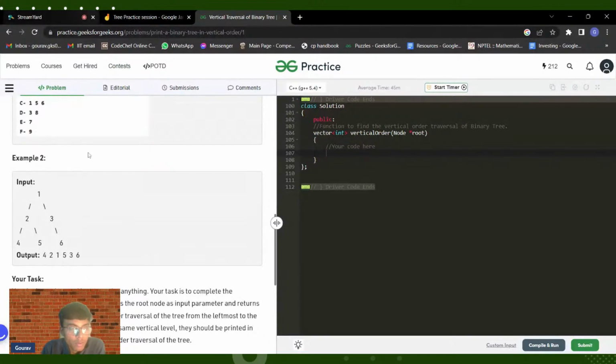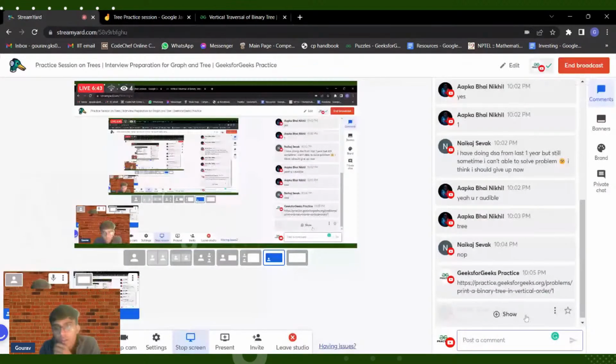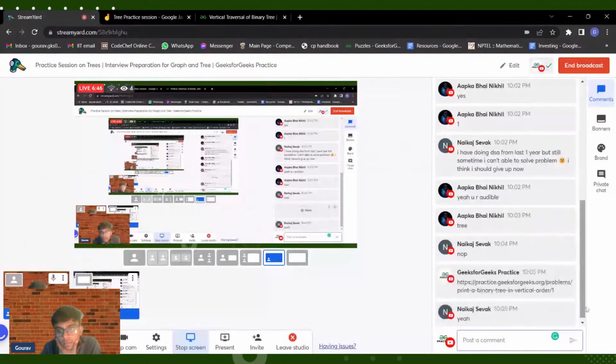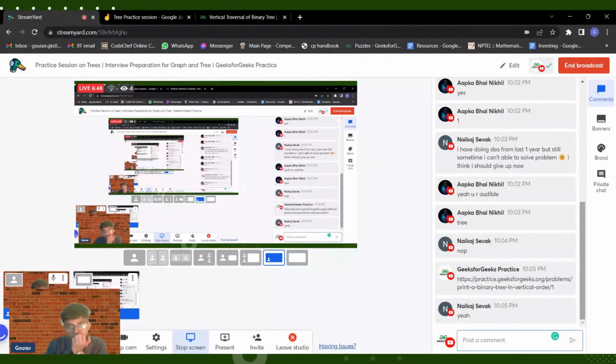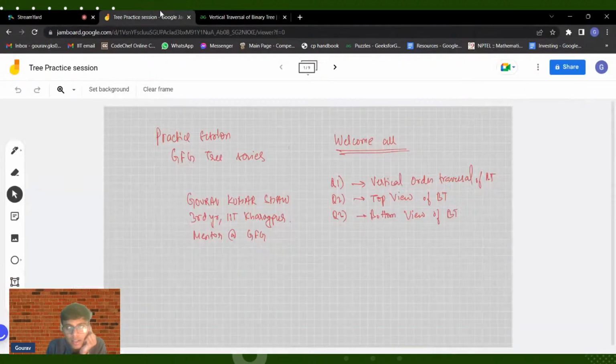We already know about iterative versions of pre-order, post-order, and in-order traversal. So can we utilize those concepts to solve this? Yes, Naikaj, what are you saying? There is one concept called the horizontal distance, which we can take help from. Horizontal distance. What do you mean by horizontal distance? I don't think I have heard about this, or maybe I have heard it by a different name. Can you explain that?